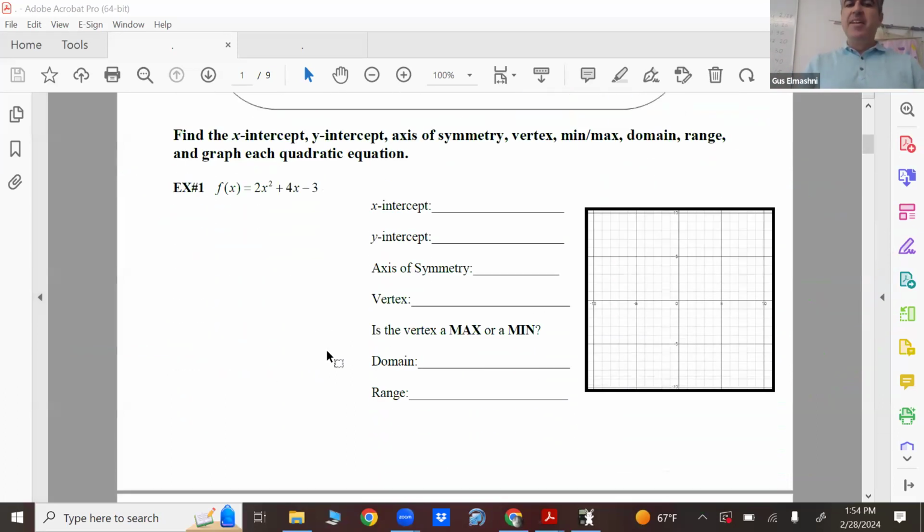Let's do some problems. Find the x-intercept, y-intercept, axis of symmetry, vertex, min, max, domain, range, all these things. Okay. What I would, shoot, I was hoping this is factorable. It's not. Well, I am going to use Desmos because this is not factorable. I thought this was factorable and that's lame. So let's go to Desmos.